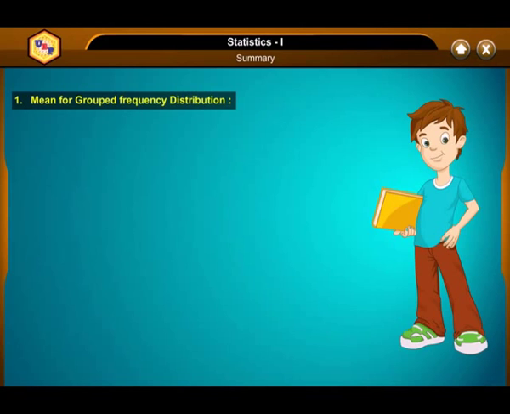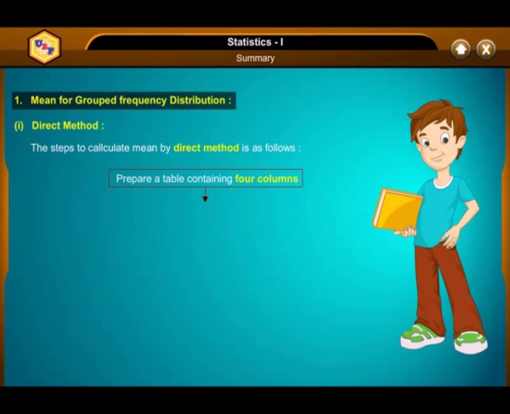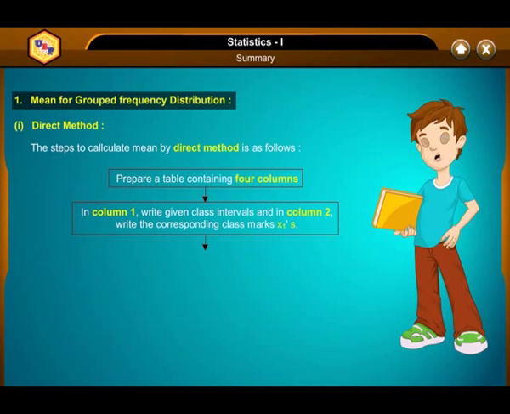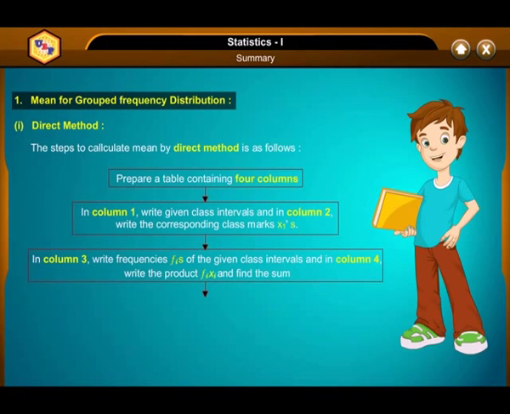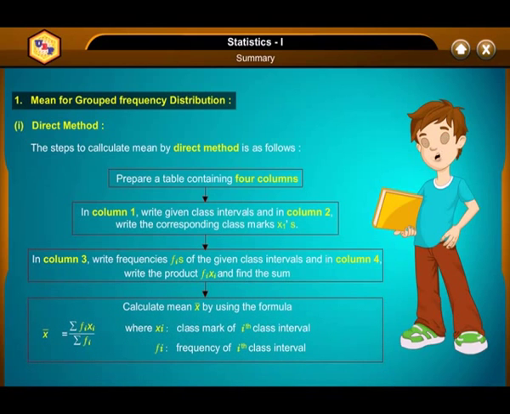Mean of grouped frequency distribution. Direct method. The steps to calculate mean by direct method are as follows. Prepare a table containing 4 columns. In column 1, write given class intervals, and in column 2, write the corresponding class marks xi. In column 3, write frequencies fi of the given class intervals, and in column 4, write the product fixi and find the sum. Calculate mean, average, arithmetic mean by using the formula: arithmetic mean is equal to summation fixi upon summation fi, where xi is the class mark of the ith class interval, fi is the frequency of the ith class interval.